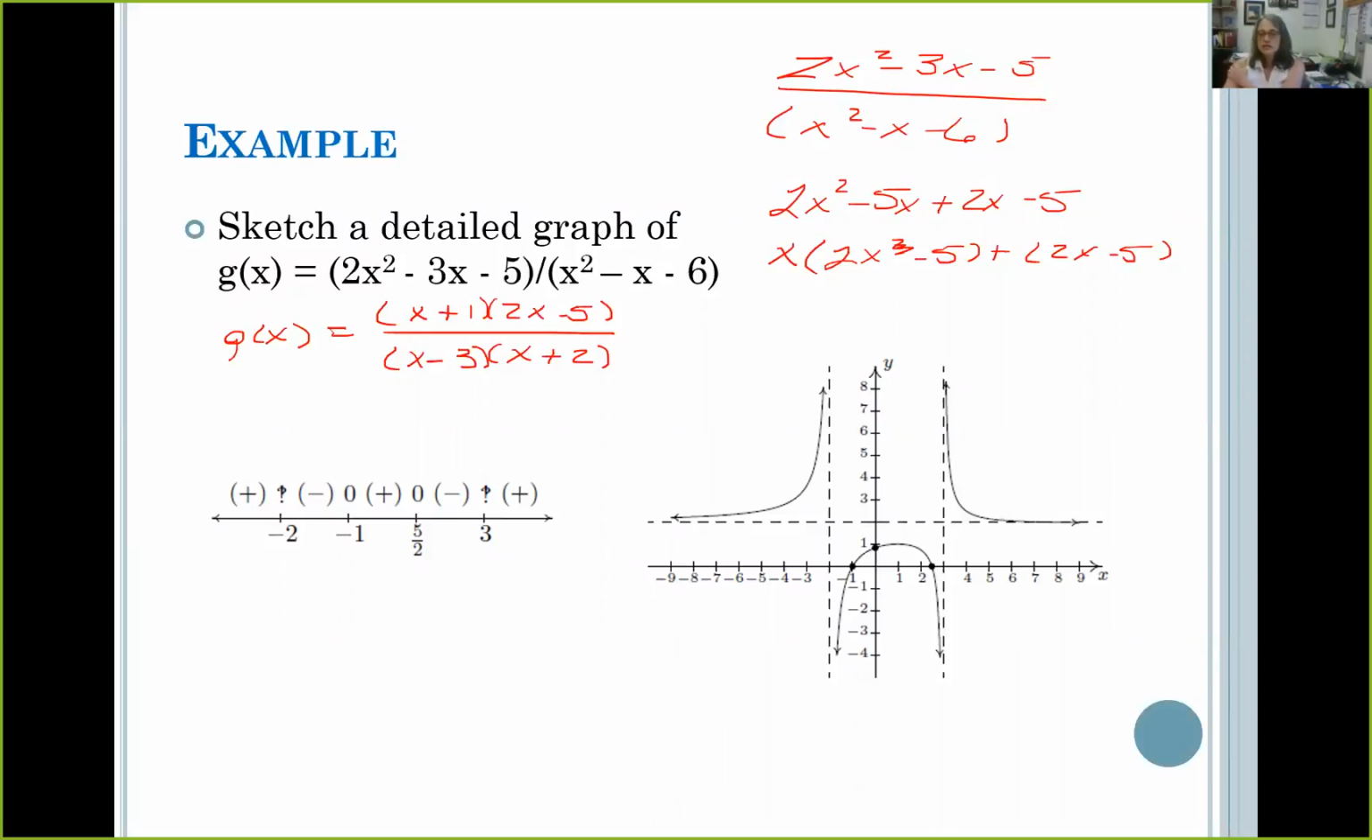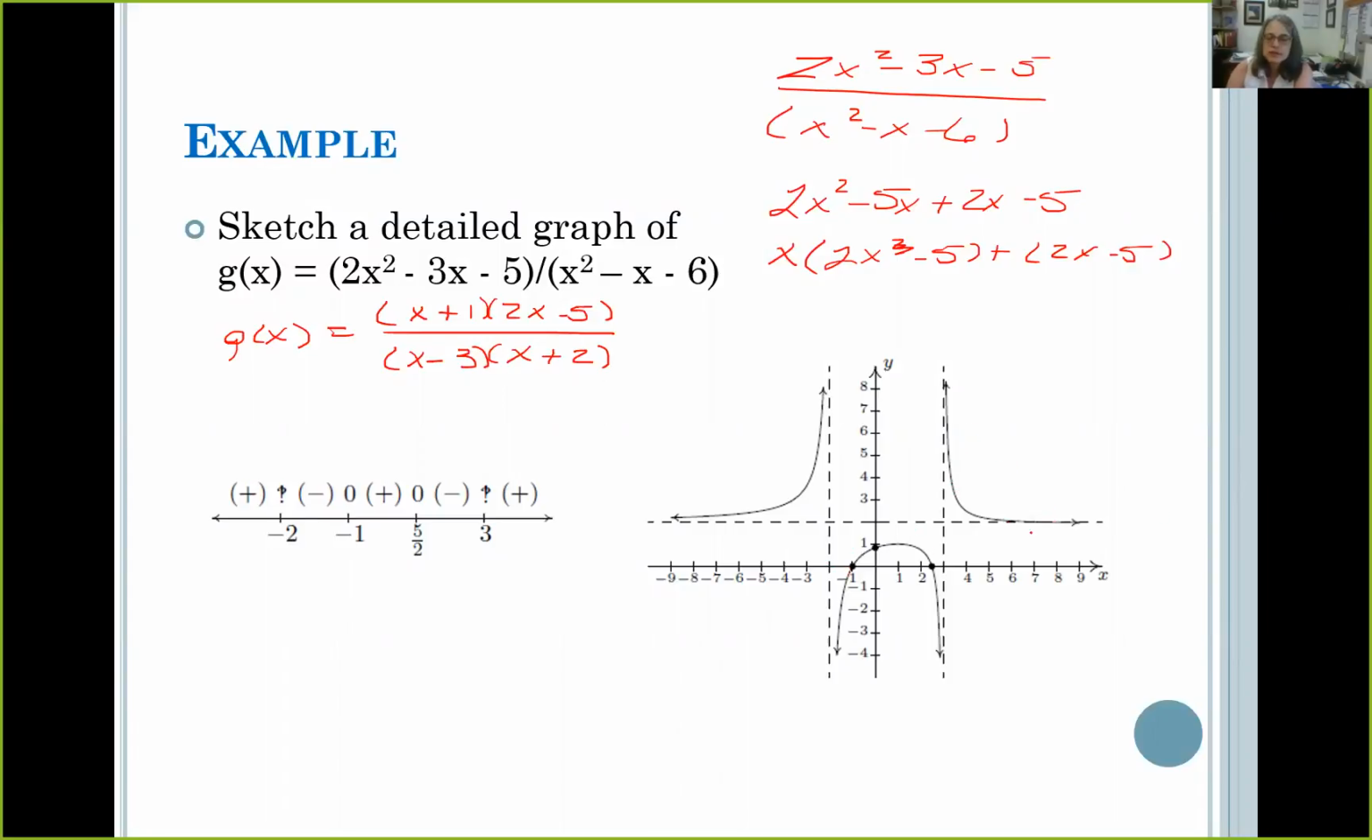Okay, do our sign table. Check a value below -2. We find the function is positive. Between -2 and -1, the function is going to be negative. Between -1 and 5/2, the function is positive. Between 5/2 and 3, the function is negative. And above 3, the function is positive. So we've got positive, and then negative, and then positive, and then negative, and then positive.